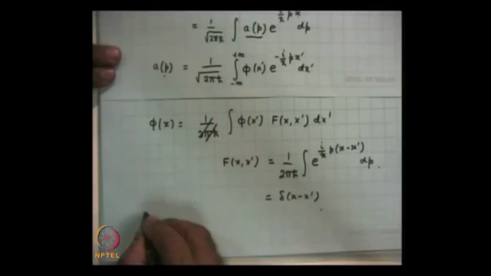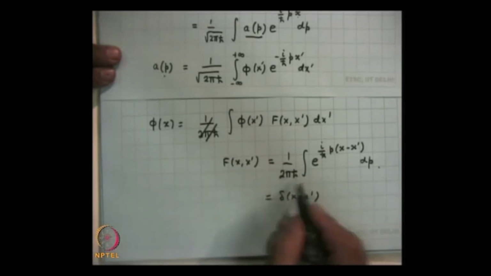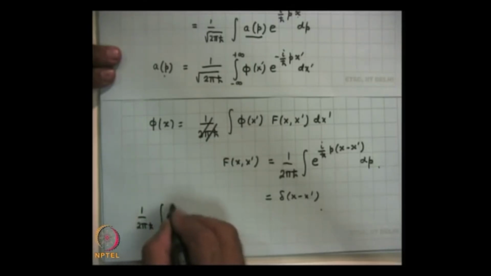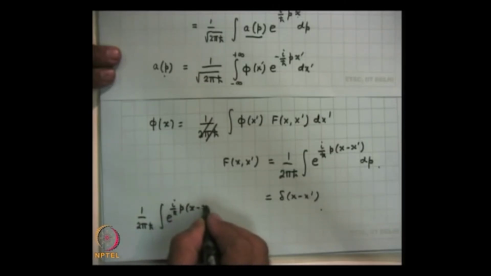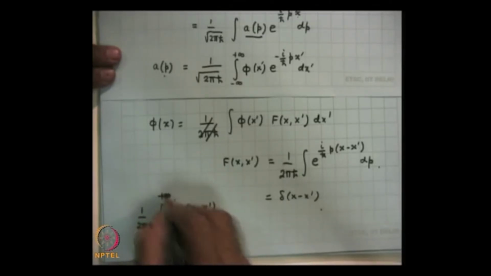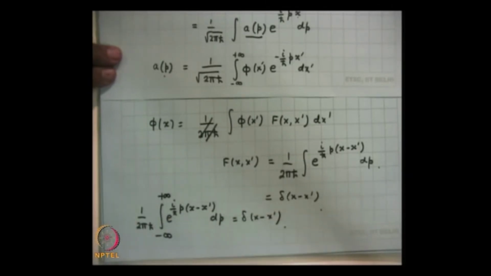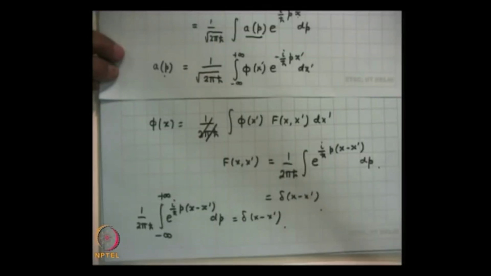So, this condition that I represent is the completeness condition: the integral of e to the power of i by h cross p dp, from minus infinity to plus infinity, is equal to delta of x minus x prime. This is the continuum eigenfunction of the operator H. This is the completeness condition for the eigenfunctions of the operator H.